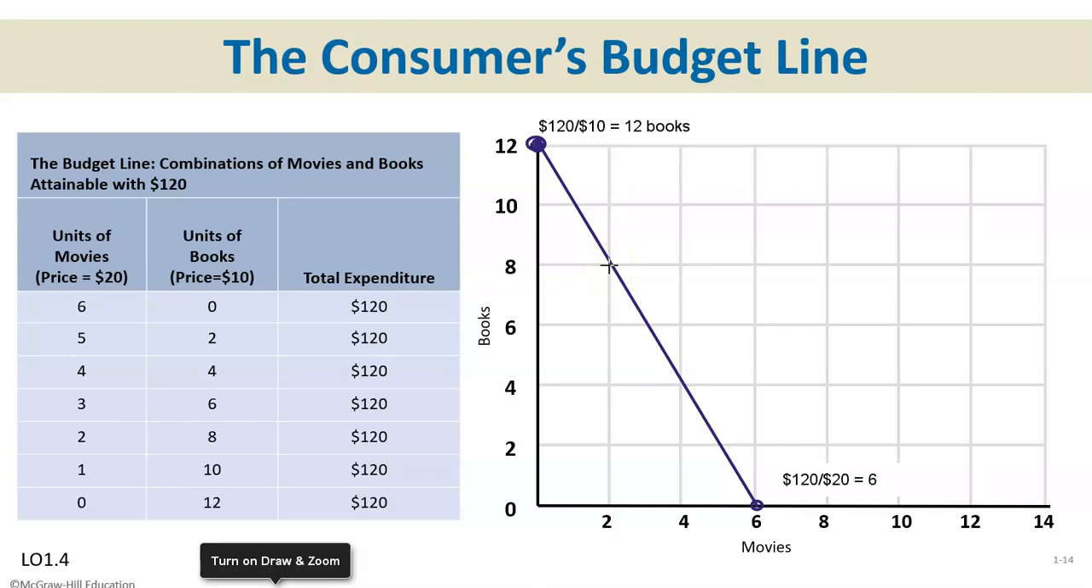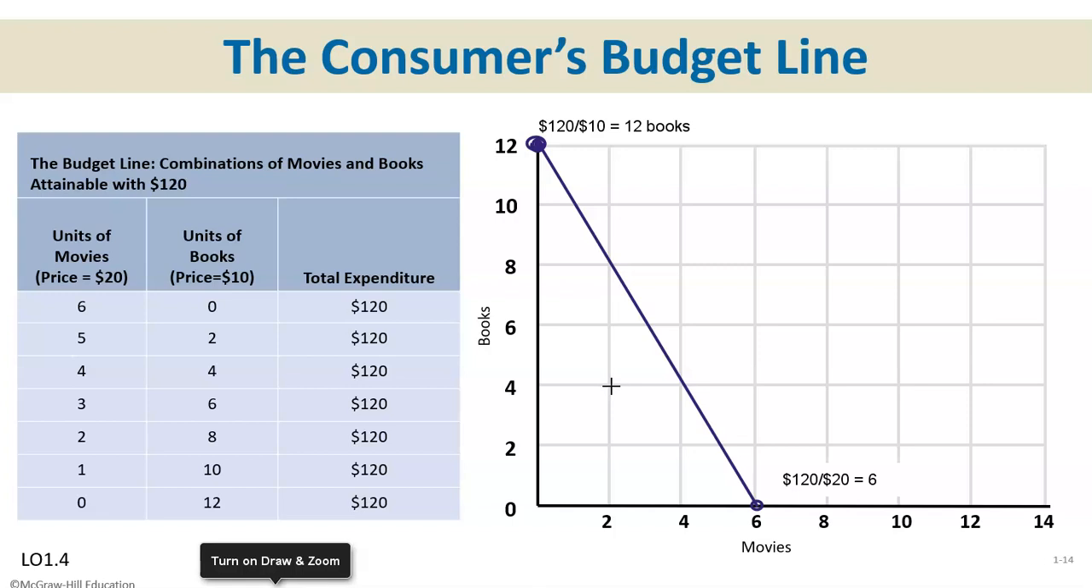So if we're on the line, they've spent their entire budget. That's why we call it the budget line. If they're below the line, for instance if we're at this point where they're purchasing 4 books and 2 movies, right here, this point is what we call attainable. They have enough money to buy 4 books and 2 movies, but they actually have some money left over if we're underneath the line. So this is called an attainable point.